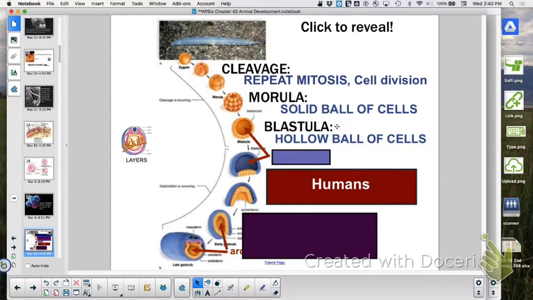So the opening here is called our blastopore, and what I do is, here's your blastula, then we get infolding like this. Invagination is what's happening right here, and then we form a layered ball of cells. First, just 2 layers. What are the 2 layers?